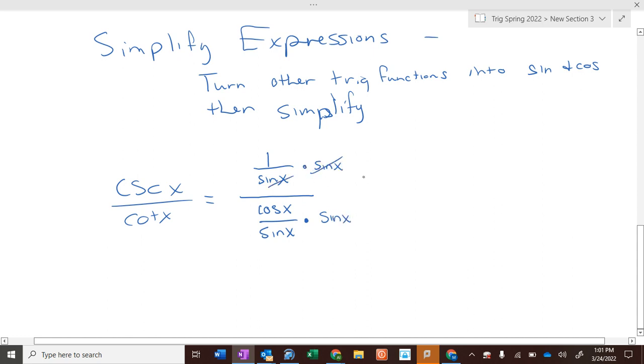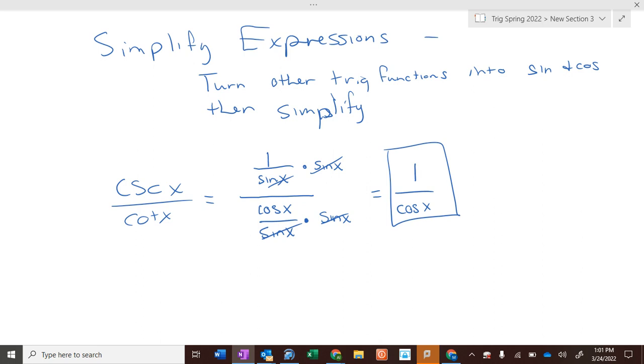Up here, these cancel to be what? 1. Down here, these cancel to be cosine of x. So it's 1 over cosine of x. So cosecant over cotangent is 1 over cosine. And we could say 1 over cosine equals secant, but for the first problems today, we just want them written in terms of sine and cosine.